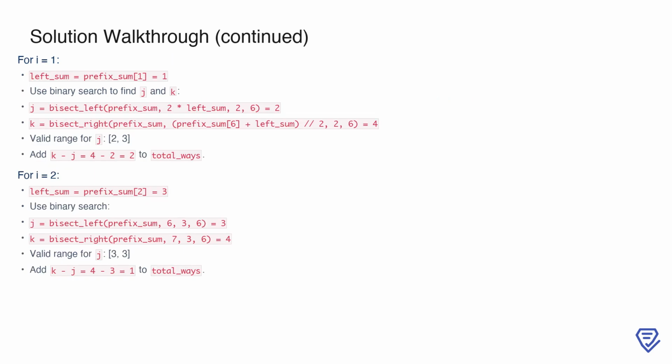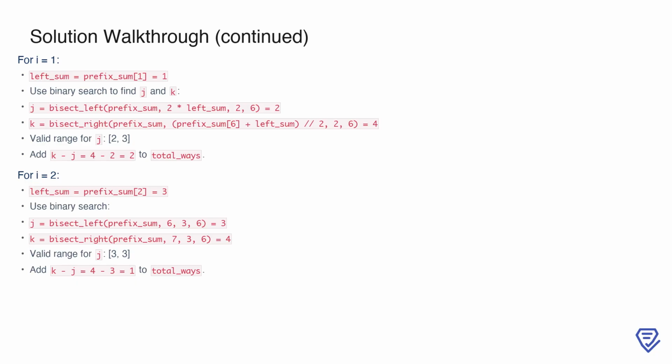When i is 1, the left subarray sum is prefix sum 1, which equals 1. To find valid ranges for the middle subarray, we use binary search. The goal is to determine indices j and k, where j is the start of the middle subarray, and k is the endpoint of the middle subarray. Using bisect left, we locate the smallest index j where the middle subarray sum is at least as large as the left subarray's sum. Similarly, with bisect right, we locate the largest index k that keeps the sum of the middle and right subarrays balanced. For i equals 1, j is found to be 2, and k is 4, giving a valid range of 2, 3. This range contributes k minus j, which equals 2, to the total number of ways.